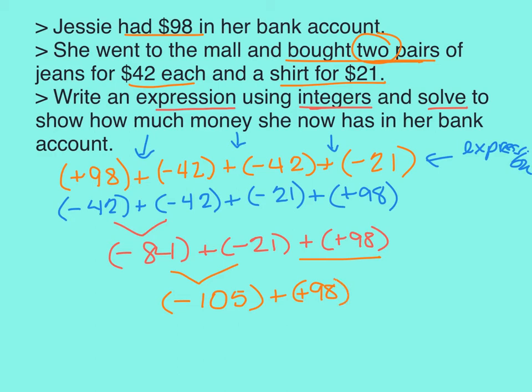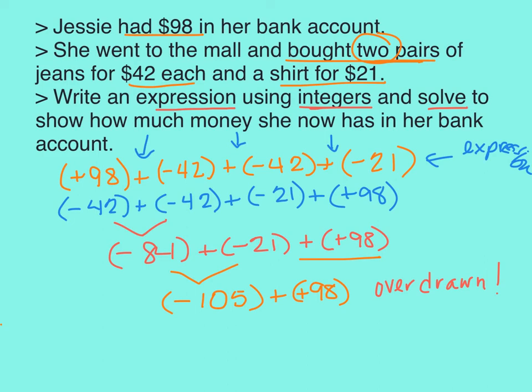Now, I hope you're seeing what happened here. I don't know if Jessie didn't know what was in her bank account before she went to the mall, but let's see what happened here. She spent $105, and she only had $98 in her bank account. So what happened? She's basically overdrawn. That's what we call that when you take too much more money than you have. We call that being overdrawn. But we're focusing again on these positive and negatives. So I really have to find the difference between, like, how much is she in the hole or overdrawn.